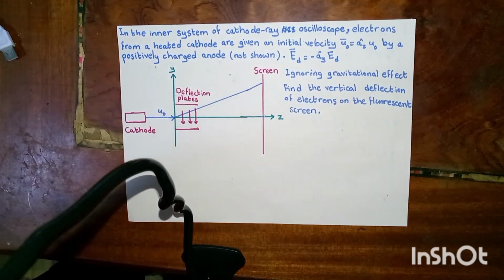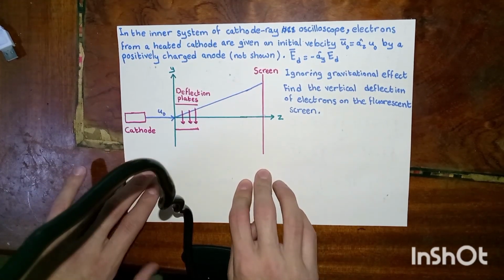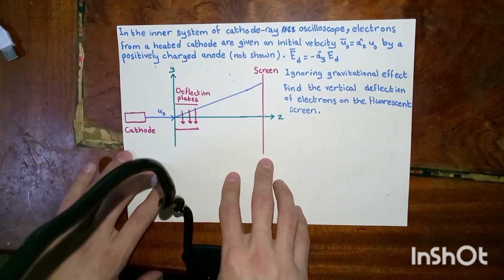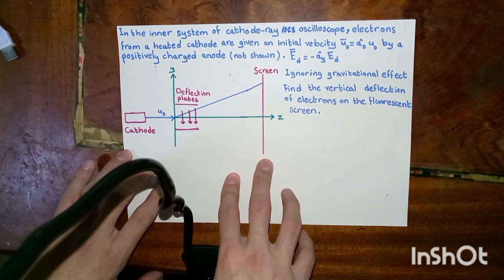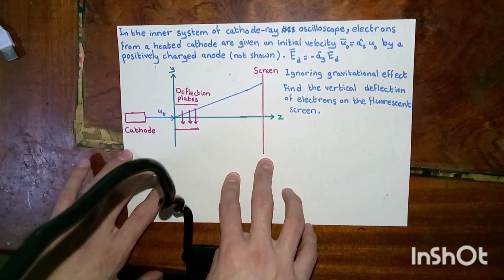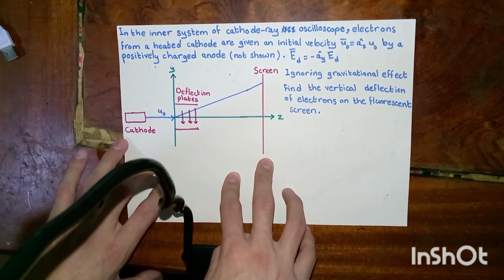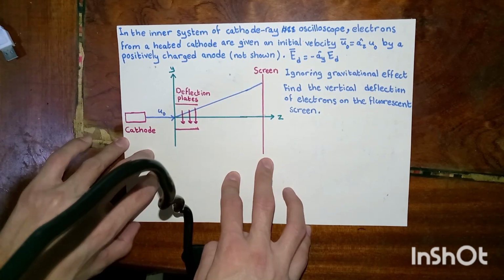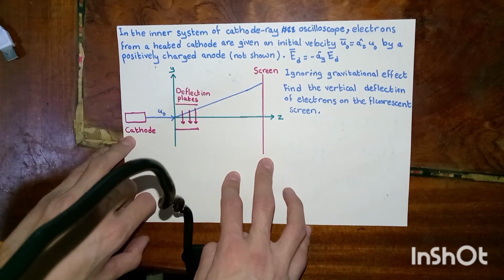Hello everyone. Today we are going to solve this problem. In this figure below, we have the inner system of a cathode-ray oscilloscope. In the system of a cathode-ray oscilloscope, the electrons are emitted from the positively charged anode to the cathode.